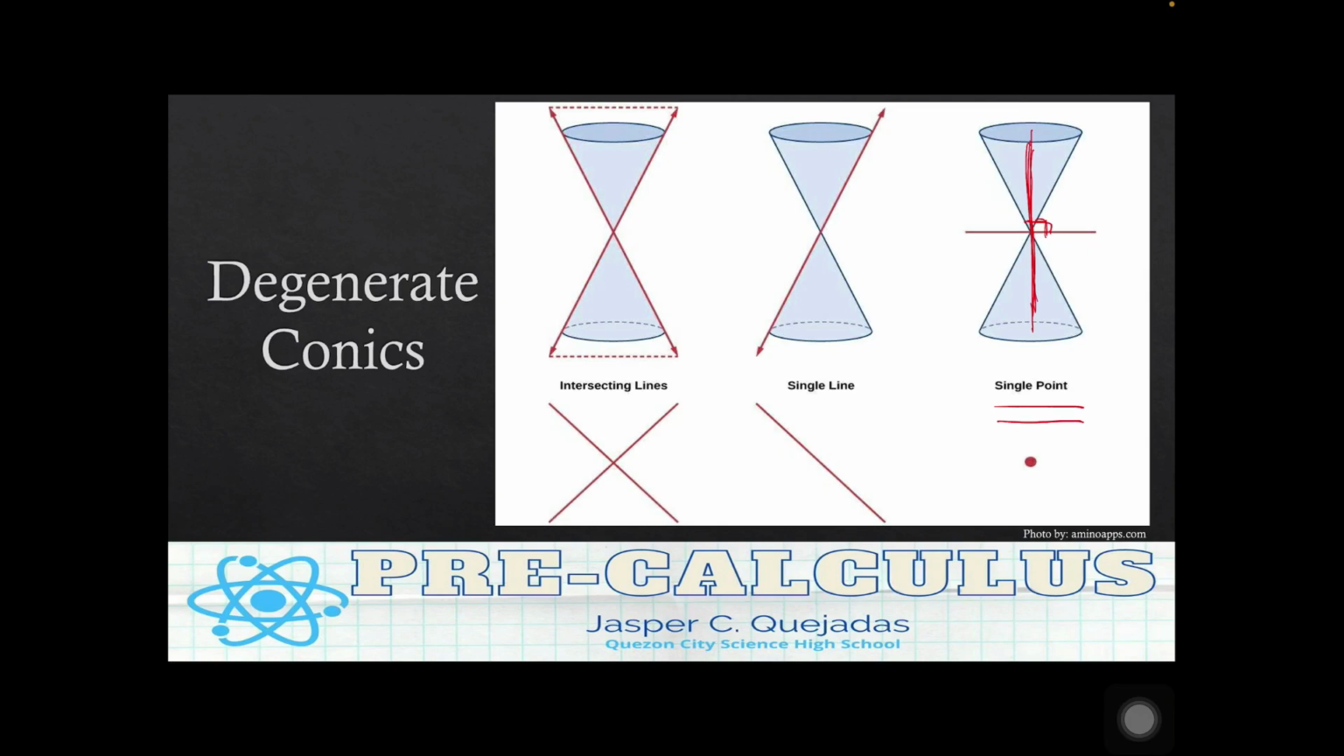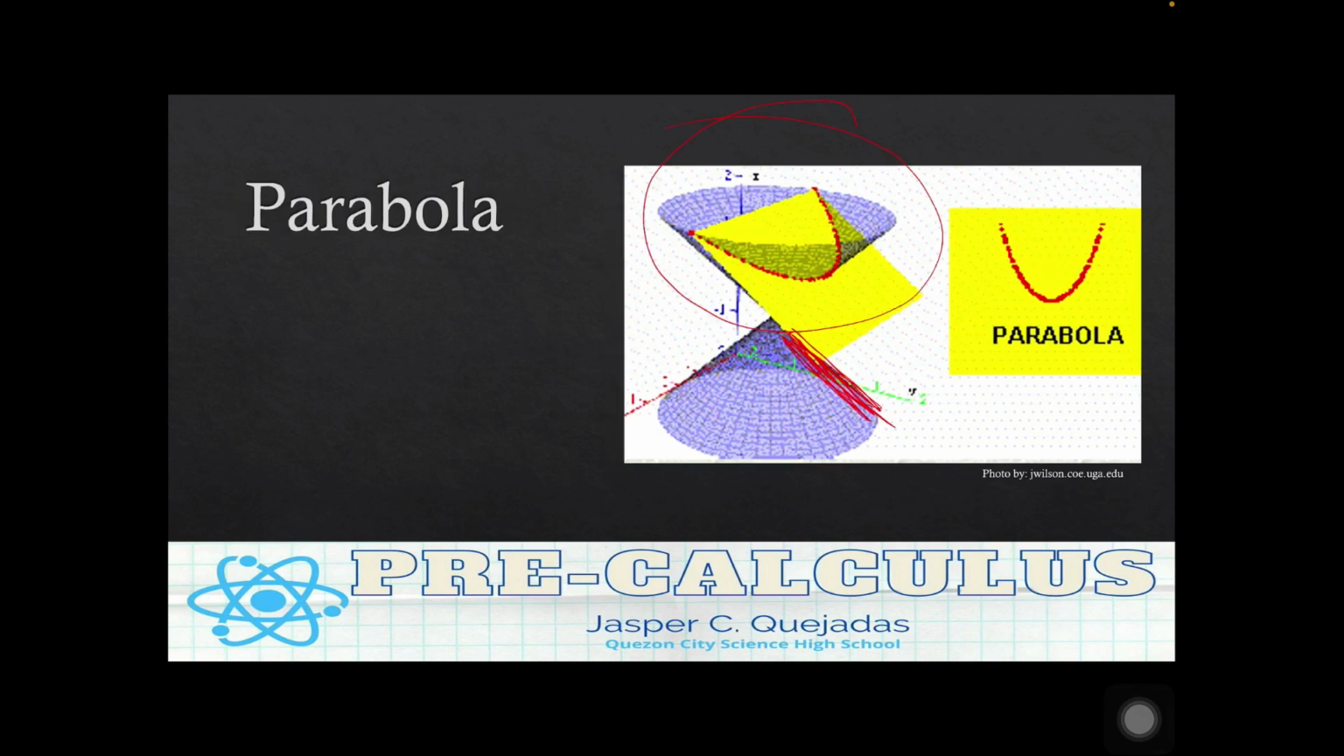Now if the plane intersects the cone wherein it is parallel to this side, the image that will be formed is a single line. And then if the plane intersects the cone and it also passes through the vertex, then we have the intersecting lines. You can also see that in the first part.